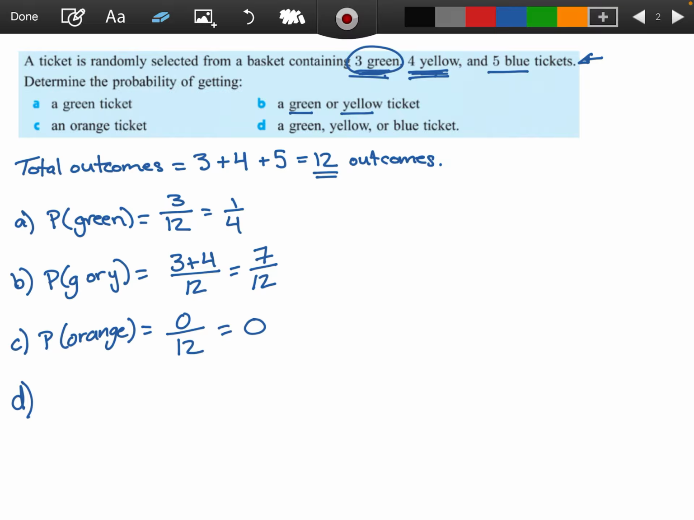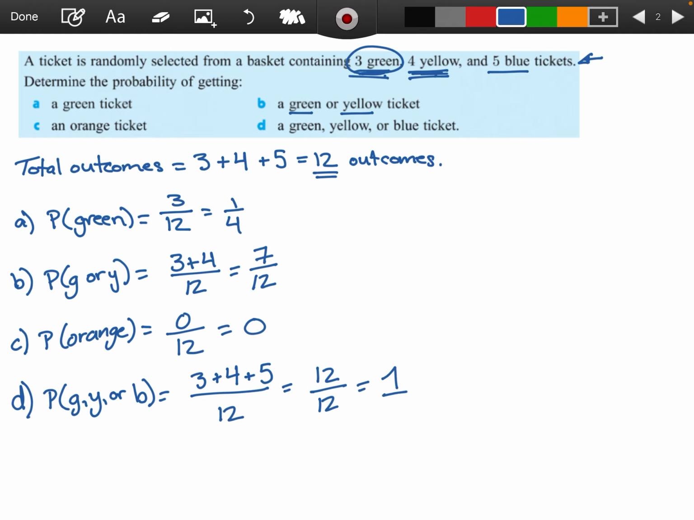Then part D, we have green, yellow, or blue. So green tickets, 3. Yellow tickets, 4. Blue tickets, 5. Out of 12 tickets altogether, that gives us 12 out of 12, or a probability of 1. So this is what we would refer to as a certain event, and the previous one is an impossible event.